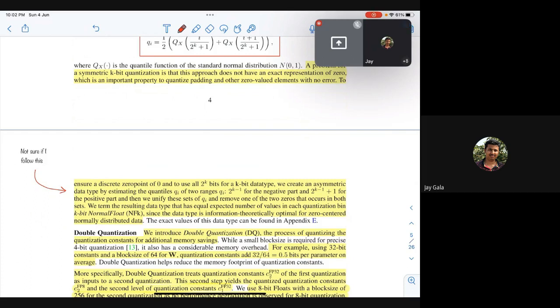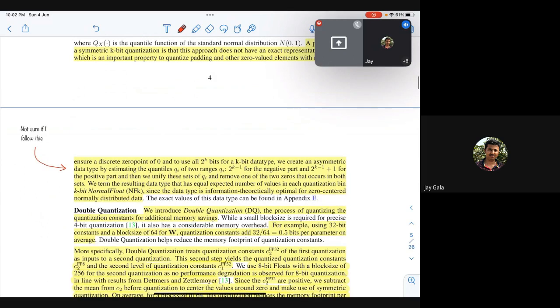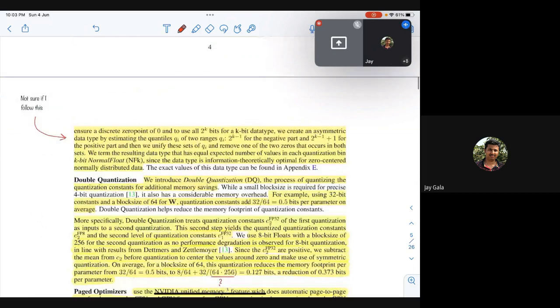So maybe I'll move on. But this is something I'm not completely sure about: why, in the first place, the quantization is symmetric, and why it is not asymmetric. But yeah, this is something I'm not sure much about.